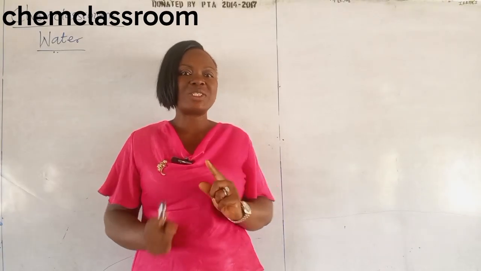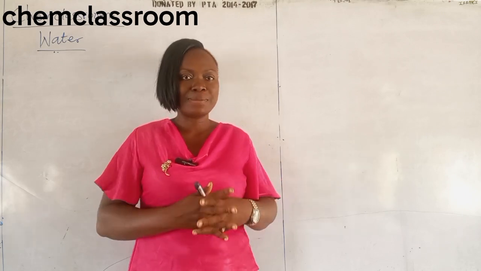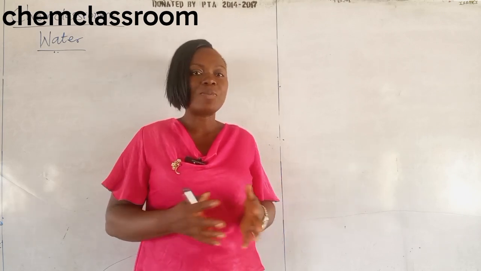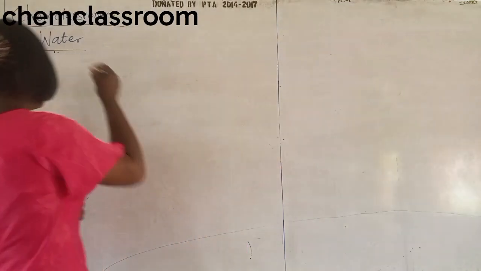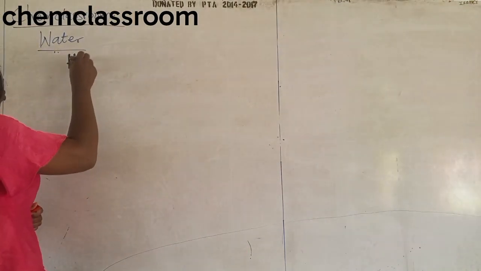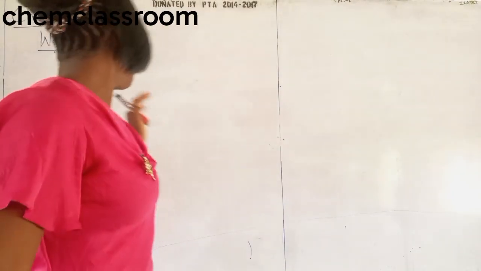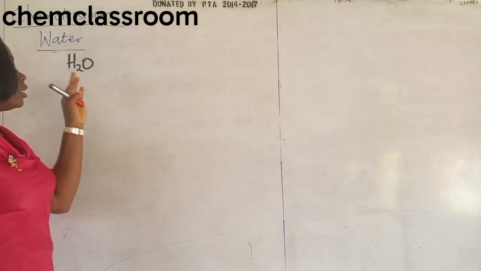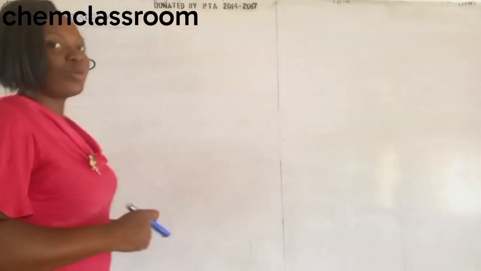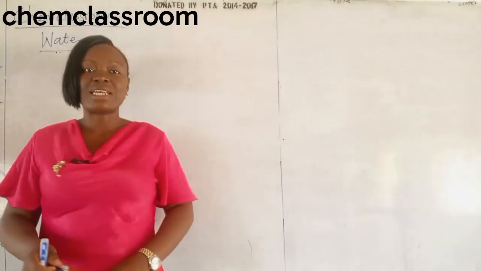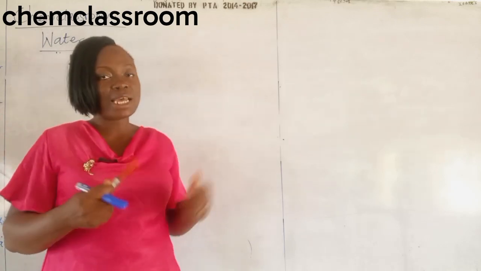So today we'll be discussing water. Yes, water is a very common compound that we find around us. As we all know, water is H2O. So water has how many atoms of hydrogen? 2. Then just 1 atom of oxygen. So most times we refer to water as an oxide of what? Hydrogen.